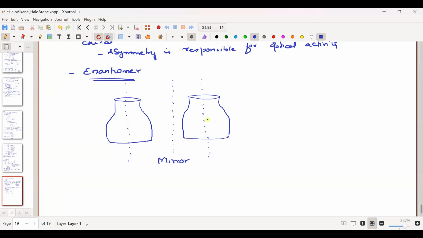Now let's say I have my, okay, this is my palm or my hand. இங்க எப்படி இருக்கும்? Laterally inverted.